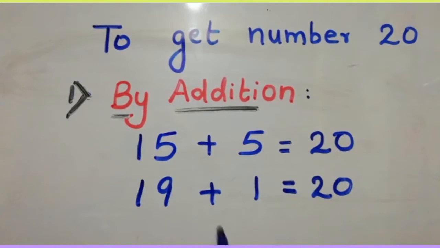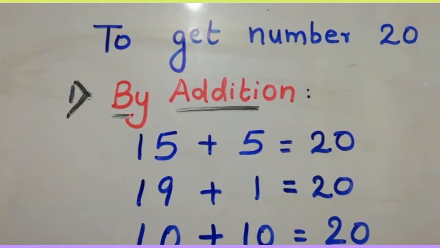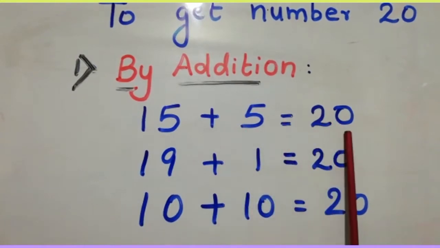So again the LHS and RHS are balanced. Left hand side and right hand side are balanced by the equal to sign. Now next, I will take one more number, 10 plus 10 equals 20. So what I saw here is that in all these cases the left hand side and right hand side are balanced by the equal to sign because they are equal on both the sides.